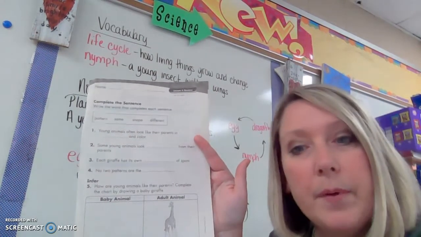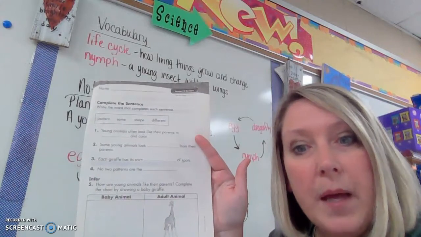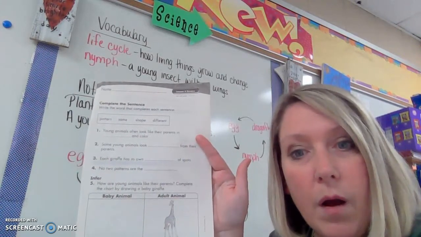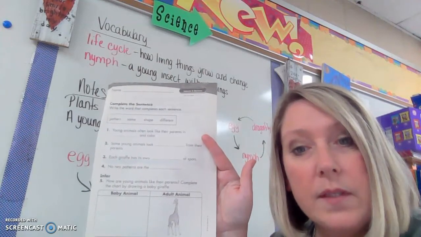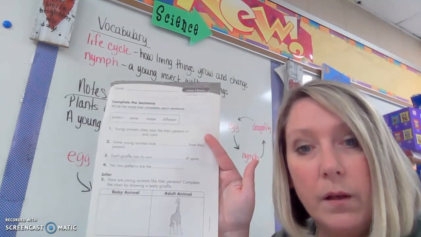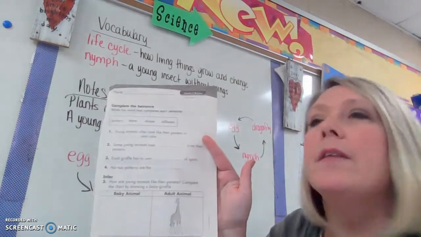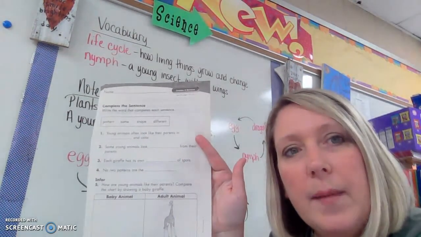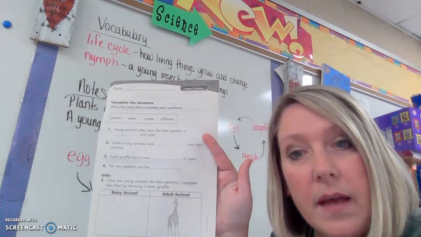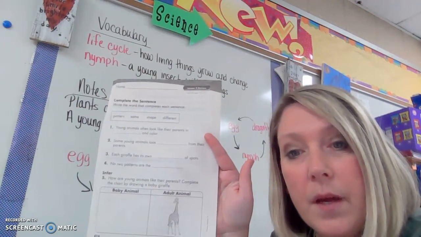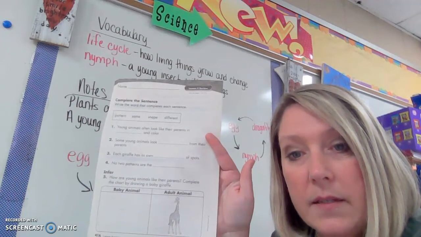There's the word shape. Puppies are the same shape as a grown dog, just smaller. Kittens are the same shape, just smaller. That baby penguin in our book was the same shape, just smaller. And then the last word is different. We talked about how the kittens are different colors. We talked about how the giraffes have different shapes of spots on their bodies.